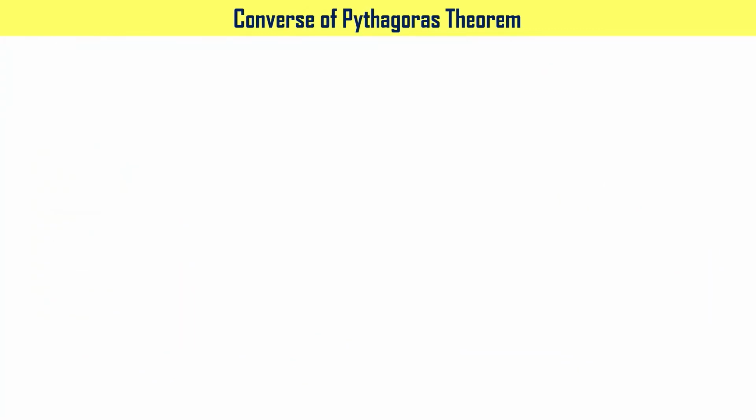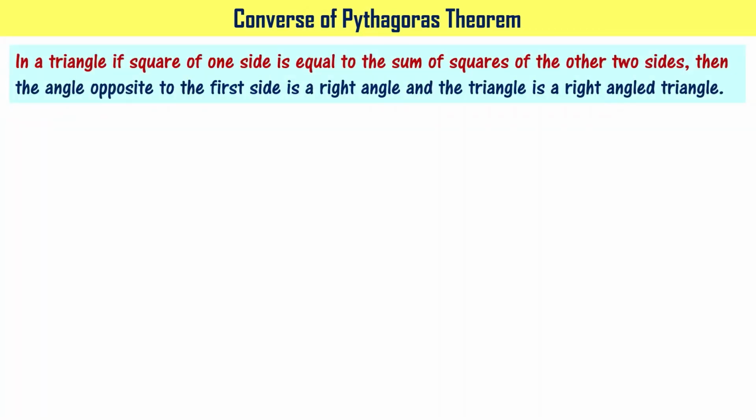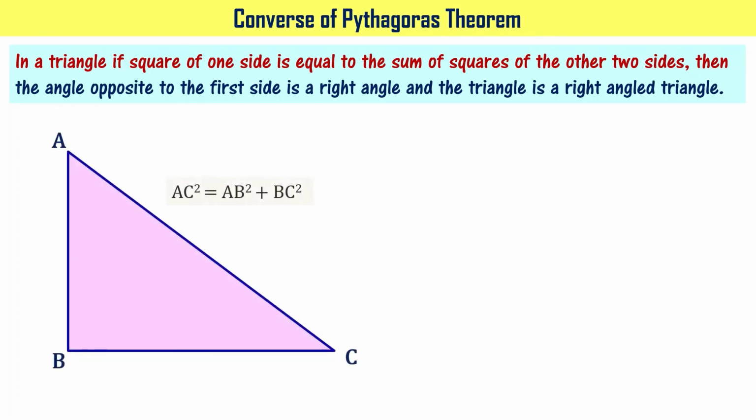Let's quickly understand the converse of the Pythagoras theorem now. It is stated as follows. In a triangle, if the square of one side is equal to the sum of the squares of the other two sides, then the angle opposite to the first side is a right angle and the triangle is a right angle triangle. Let's understand this. Let me consider a triangle, triangle ABC. For that, we have just shown that AC square equal to AB square plus BC square, right?